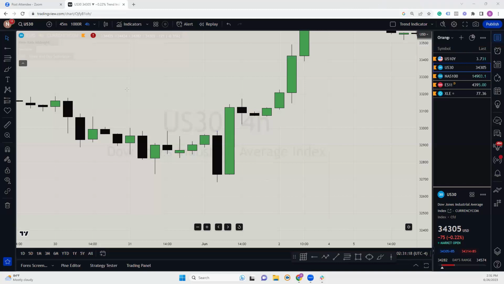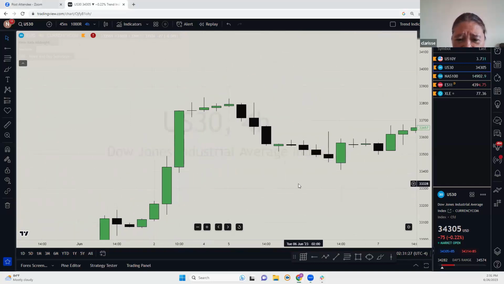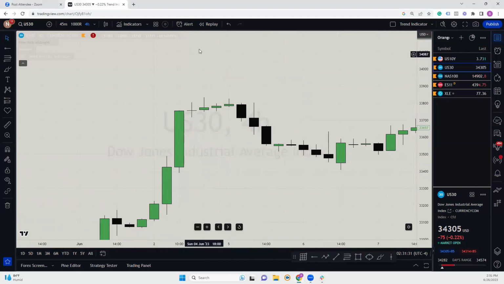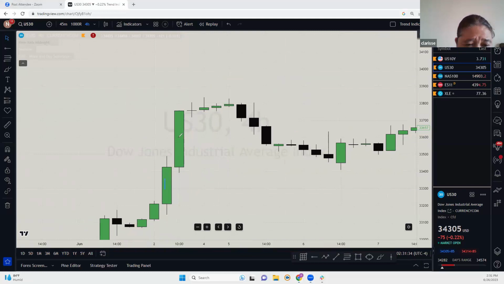Okay. So if you look for another example, let's say. Look at this one. Look at these three candles. 1, 2, 3. There's no buyer. There's no seller. Where's the gap? 1, 2, 3. Where's the gap? It's so big.